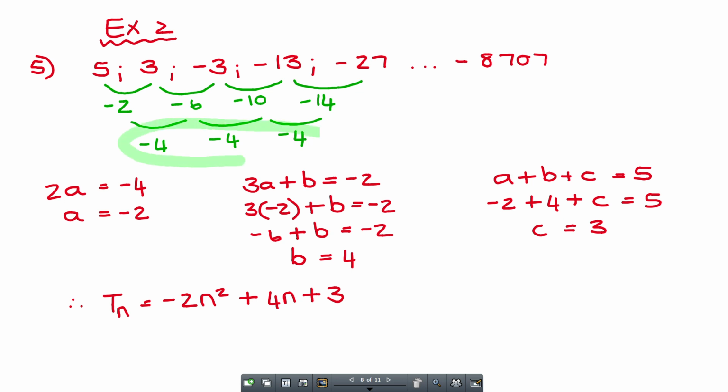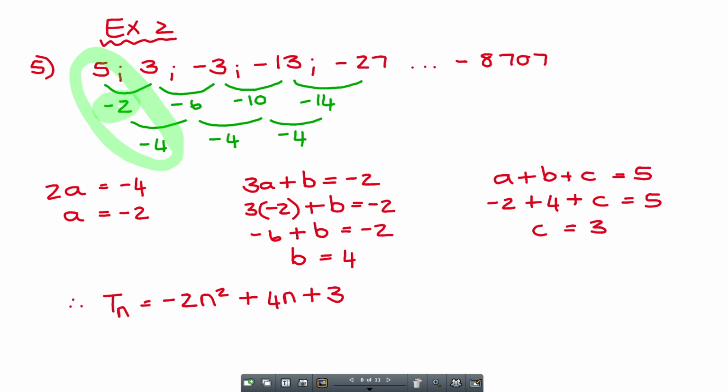So now you'll see over here, my second difference is the same. En wanneer dit die geval is, dan weet ons kwadraties. Is julle reg? Okay. Now, we are going to use those three values. So the bottom one, we're going to say 2a is equal to that minus 4, en dan beteken dit dat a is minus 2.